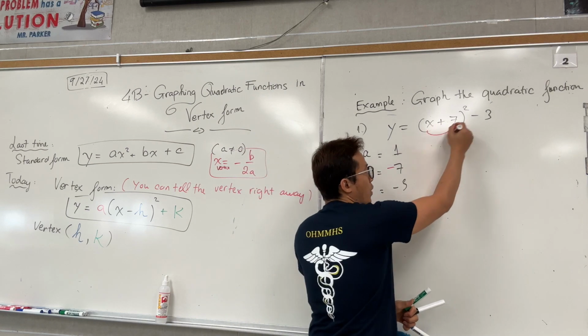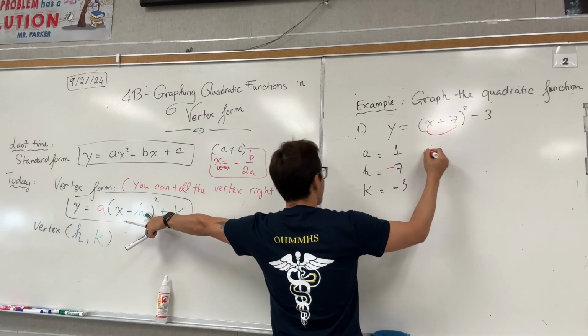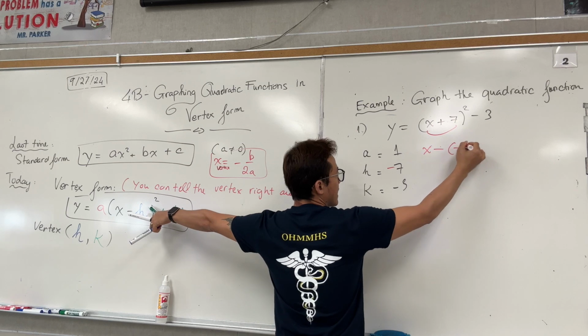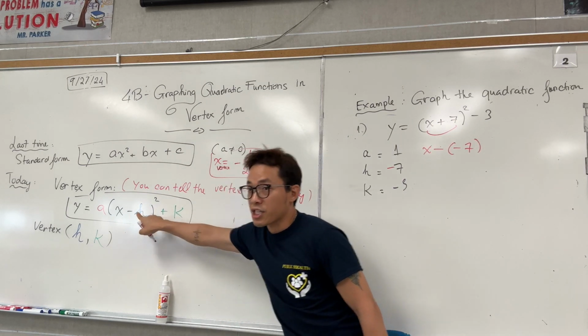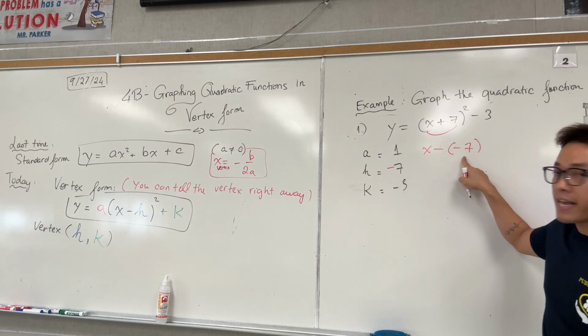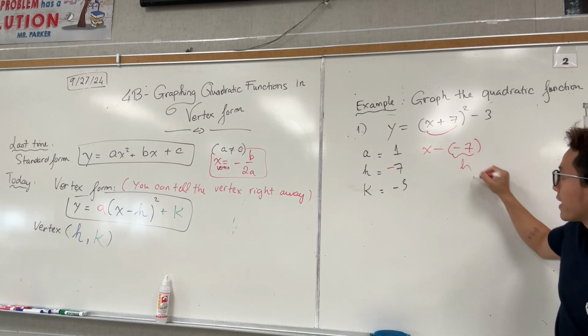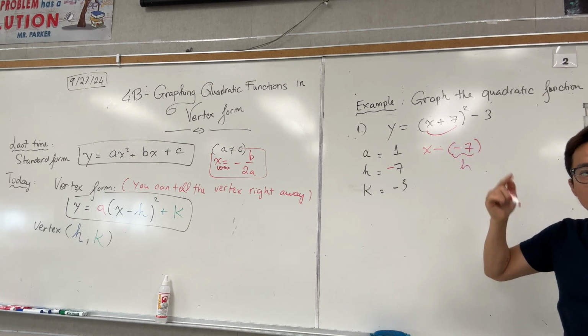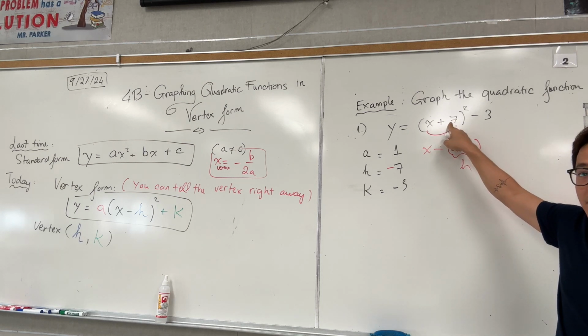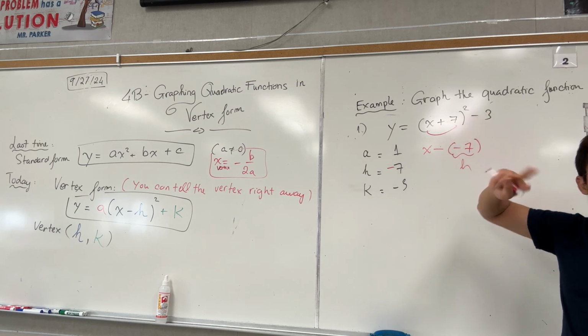Because you want to write it like this. This formula is going to be X minus -7. Right? X minus H. And then this is the H, because you have plus here. Does it make sense? So long story short, if you want to take out a number from the inside parenthesis, you need to flip the sign.